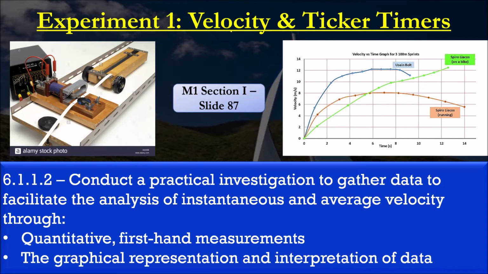Alright, so you would have done the velocity and ticker timer prac. This is to use the dynamics trolley to roll it along with the ticker tape and to measure the instantaneous and average velocity of that trolley. Part of the dot point requirements is to get quantitative data, so numerical data, to look at what instantaneous and average velocity are, how they are different to each other, and then to look at the graphical representations and interpret graphs. So that's going to be our talking point here.